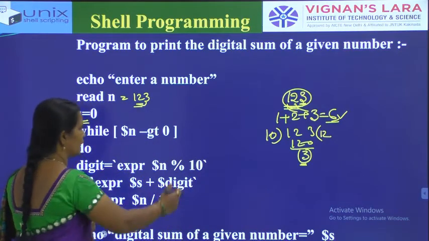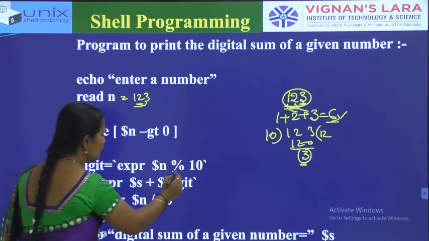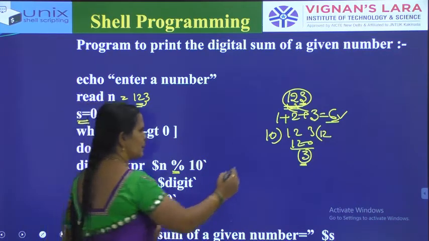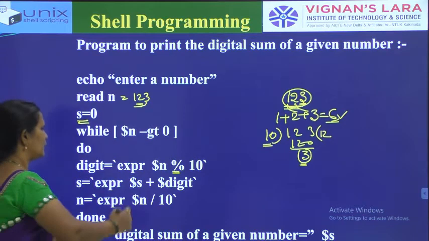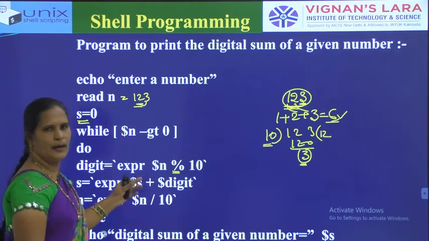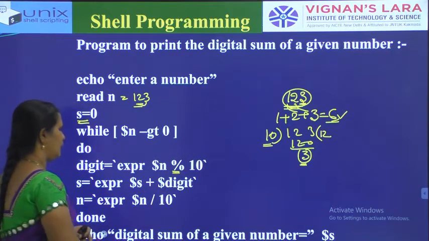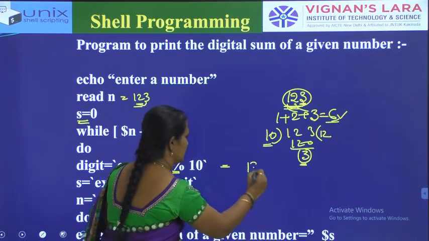In order to get the remainder of this number, first we specify the percentage symbol. By which number are we dividing here? We are dividing by 10. So expr $n percentage 10. Okay, now n is equal to 123.